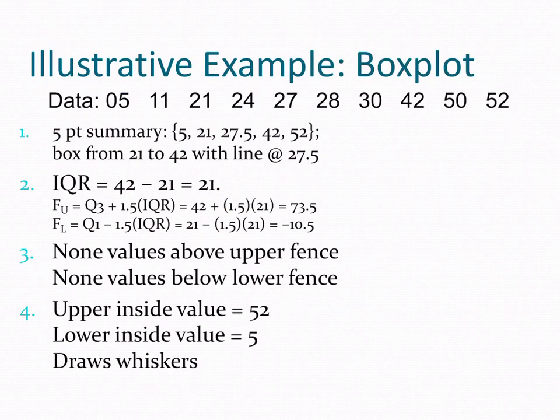So let's go over an example in a little more detail. Here's our illustrated example for our box plot. Here's our data set that we've been using so much. It's getting run down now. We have to create our 5-point summary from this. Our 5-point summary is 5, 21, 27.5, 42, 52. And we box from 21 to 42, so it would be a box like that with a line at 27.5.